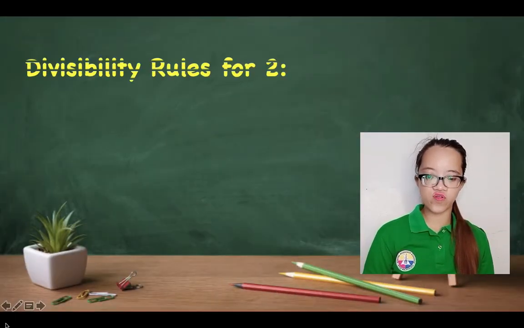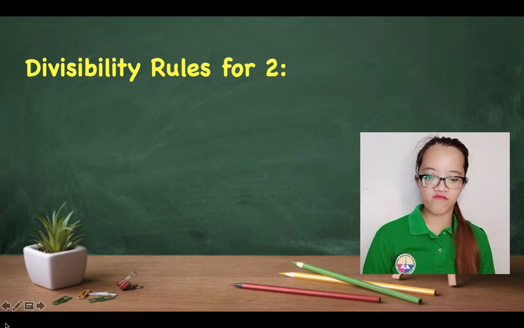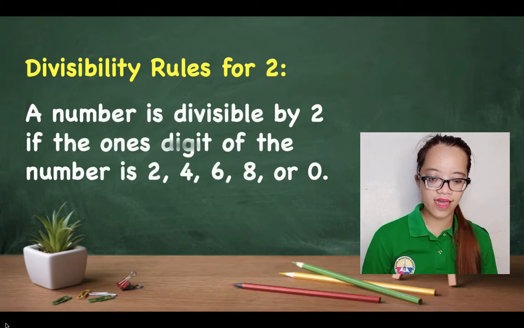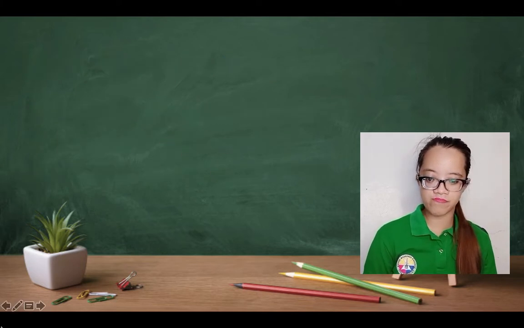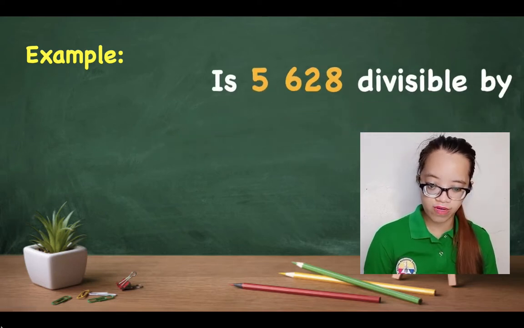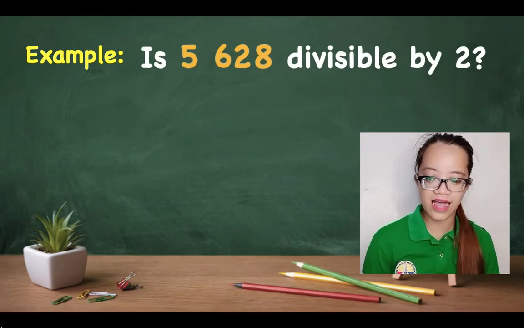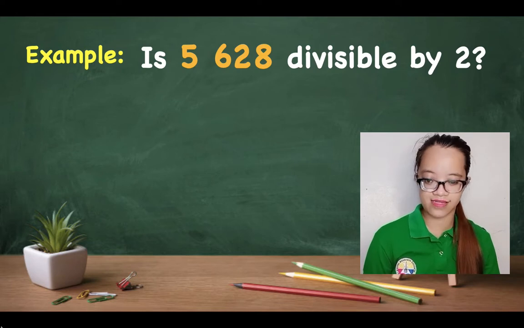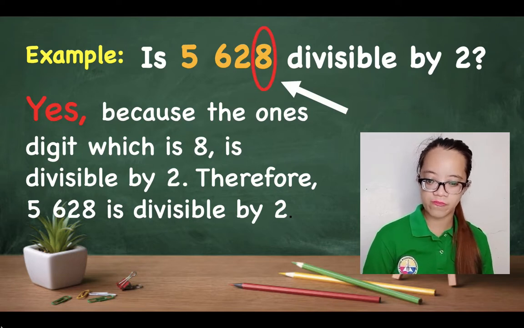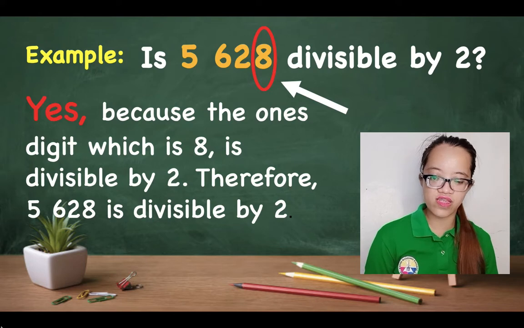Divisibility rule for 2. A number is divisible by 2 if the ones digit of the number is 2, 4, 6, 8, or 0. Example: is 5,628 divisible by 2? The answer is yes, because the ones digit, which is 8, is divisible by 2. Therefore, 5,628 is divisible by 2.